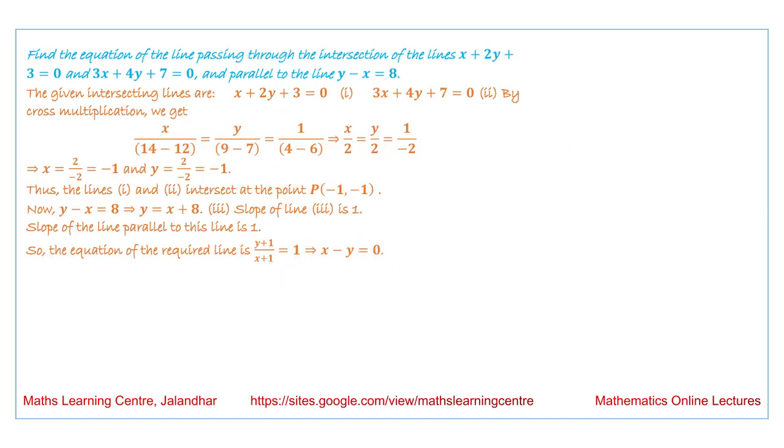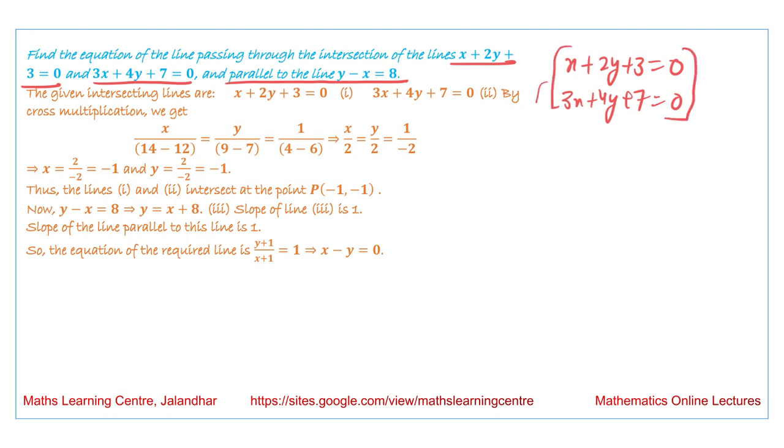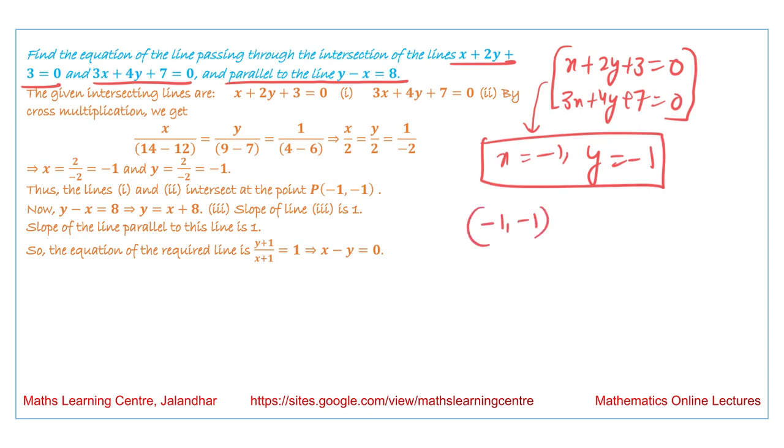Next is find the equation of the line passing through the intersection of these two lines and parallel to the line y minus x is equal to 8. Again, these are the two equations, x plus 2y plus 3 is equal to 0 and 3x plus 4y plus 7 is equal to 0. On solving both these equations, we obtain the value of x and y as minus 1. So the point of intersection means the new line that we have to calculate is passing through this point. Now it is being given that it is parallel to the line y minus x is equal to 8. So we can write y is equal to x plus 8.